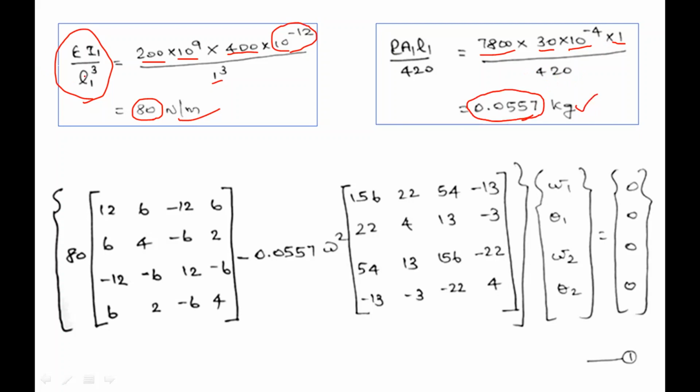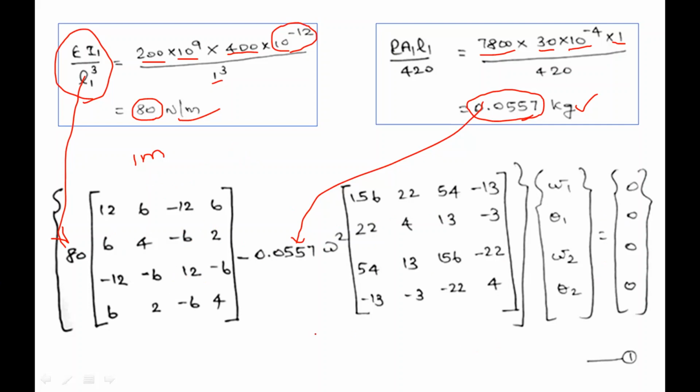Now substitute this EI by L1 cube as 80 here, and this rho A1 L1 by 420 as 0.0557 omega square. And here inside the matrix we will get 12, 6, minus 12, 6 like that, because the length of the element L1 is equal to 1 meter. So with 1 meter, we can easily write the K matrix as well as the mass matrix elements, right? For easy understanding purpose, we are assuming the length of the element as 1 meter.